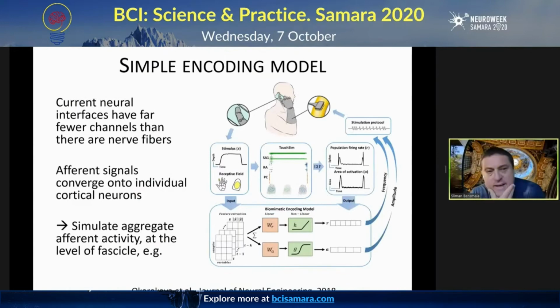Okay, now back to the prosthetics. So again, in a perfect world, we would have the model that takes the output of sensors and converts them into a pattern of activation of the nerve to really reproduce touch in all its glory.